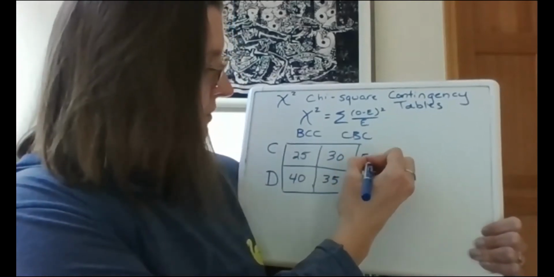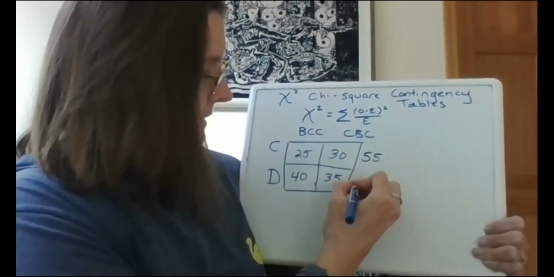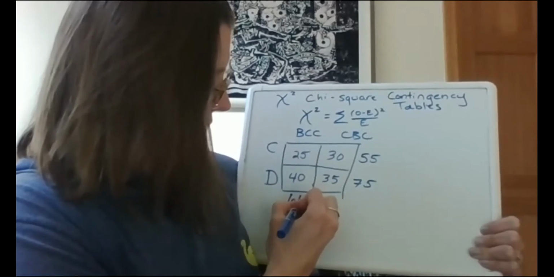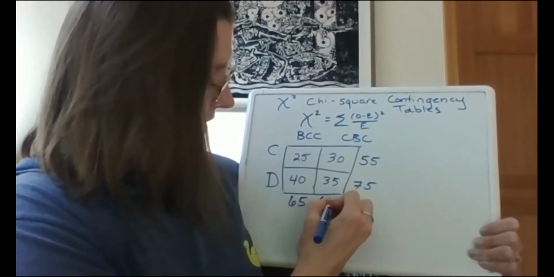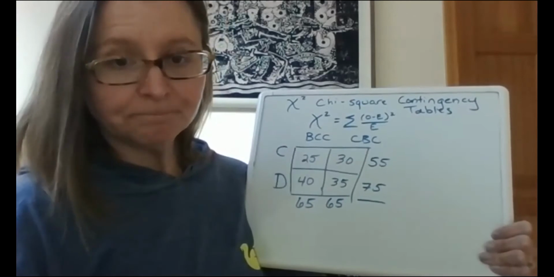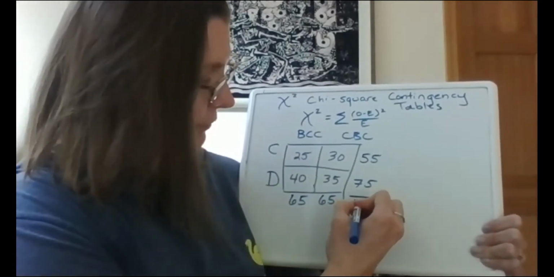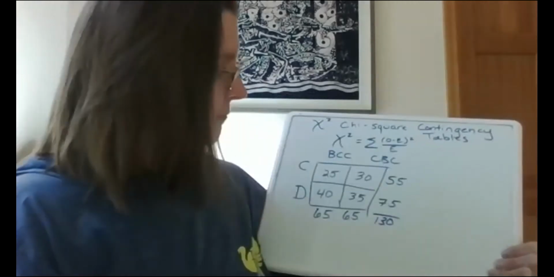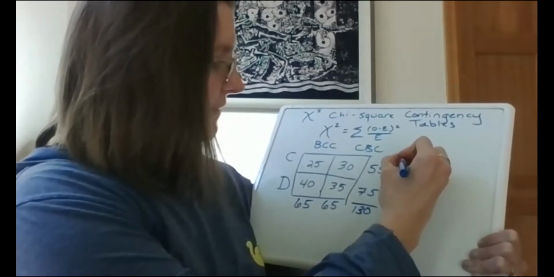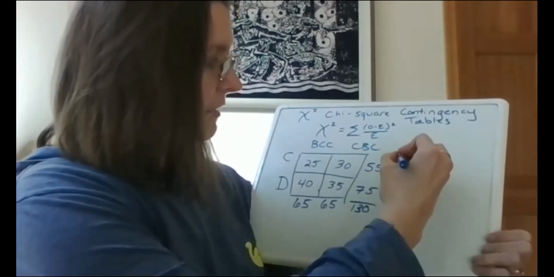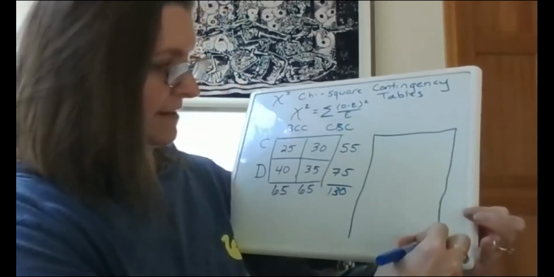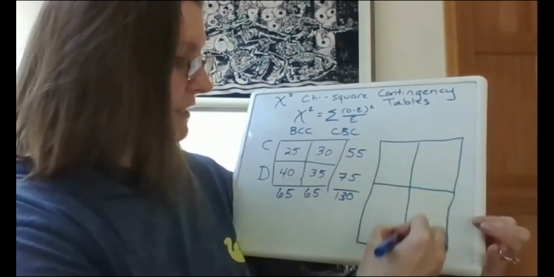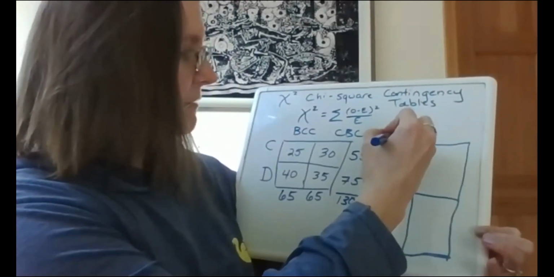And so here, this row total is 55. This row total is 75. This column total is 65. And this column total is also 65. And then in addition, you're going to get the overall total, which is 130. And so you then build a table of expected values. And I'm going to make this table a bit longer so that we can fill these calculations in. And then I'm going to have to make some more space.